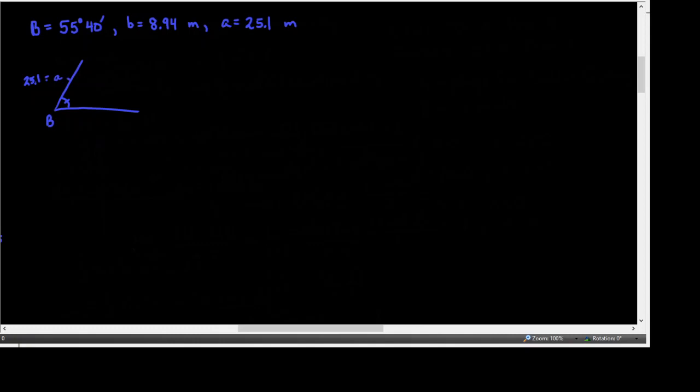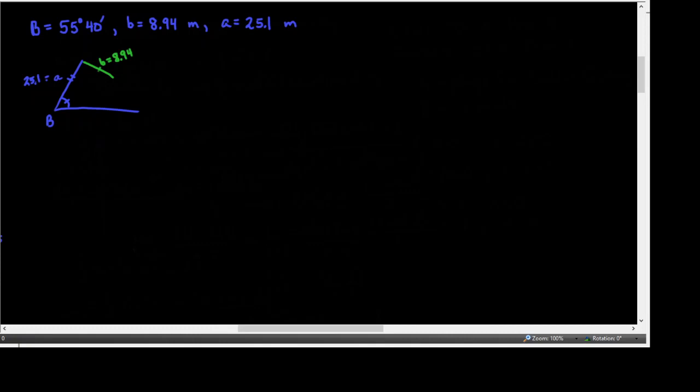And that means that side B, which is always across from angle B, is given to be 8.94. And that is shorter than 25.1. So I'm going to draw it shorter. And this is that ambiguous case where it may be so short that there's no triangle. It might be just the right length so that there's one triangle that's a right triangle, or it may be long enough to give us two oblique triangles. So I draw it too short on purpose.